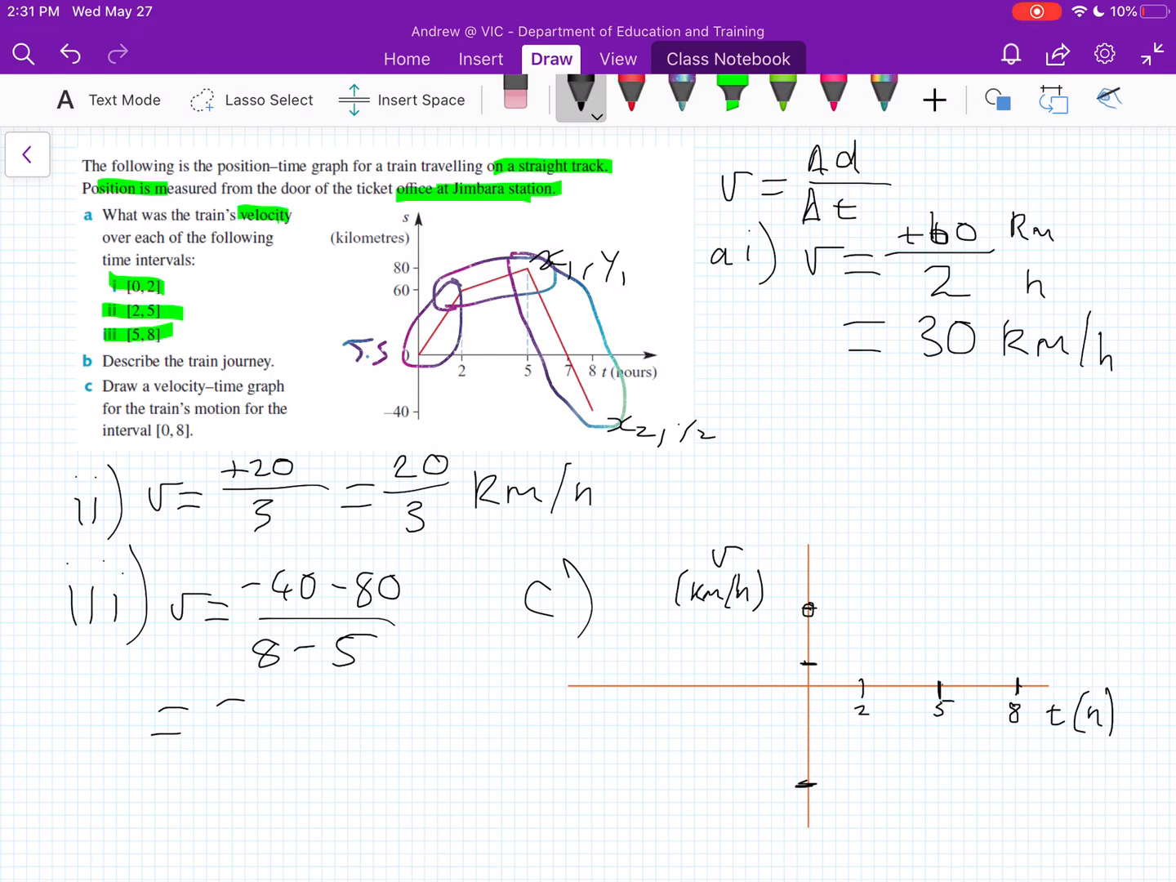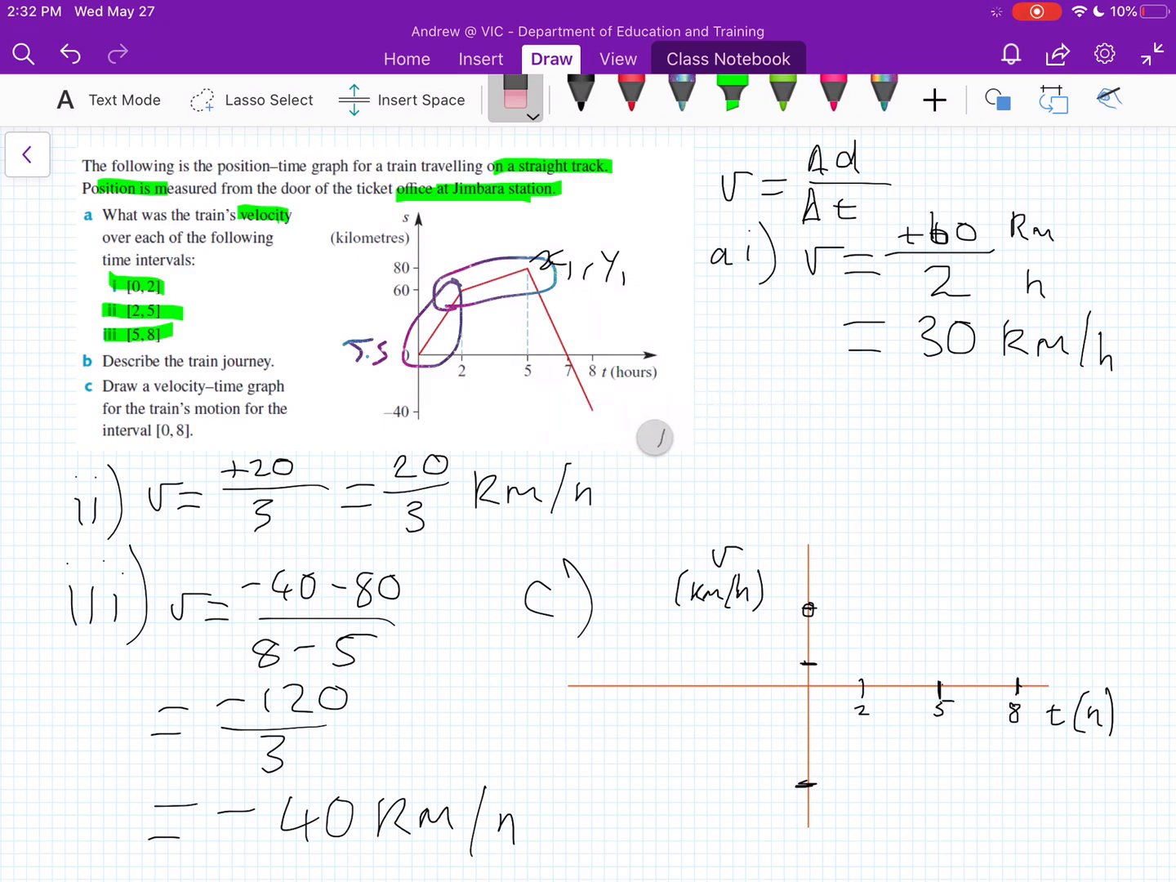So here we've gone negative 120 kilometers, and this is over 3 hours. So they've gone negative 40 kilometers per hour. The negative just refers to the fact that they've gone back in the different direction, while our other values were positive. It's just showing the direction they're travelling. Think of it like going forward and then reversing. But with the track, the train would have got to the end of the line and gone back towards their starting point. So that's how we do A.